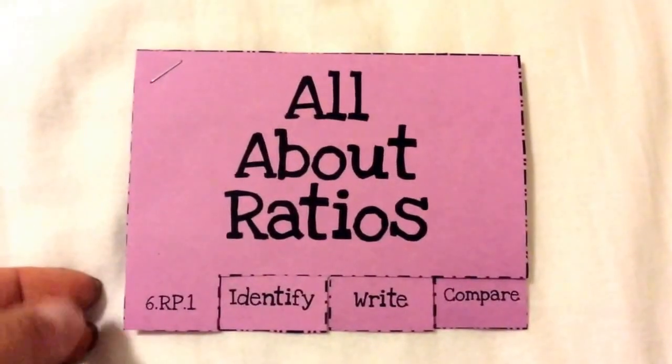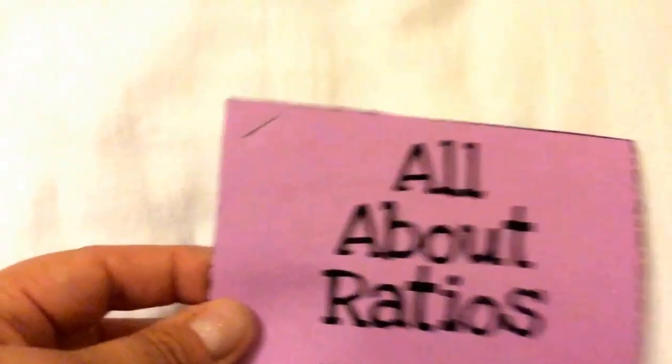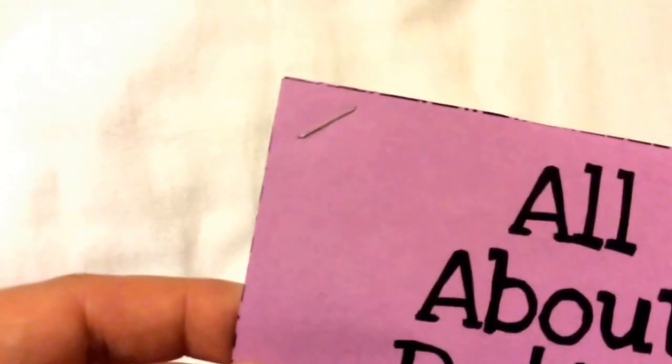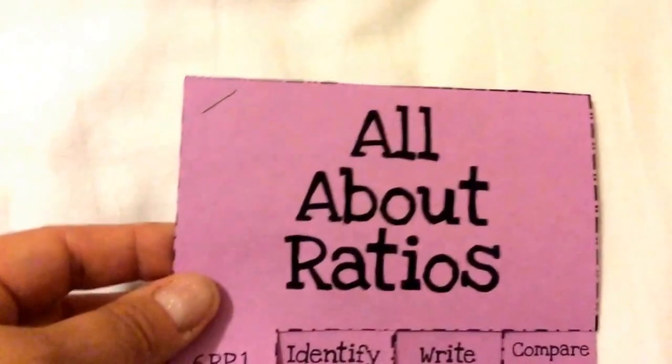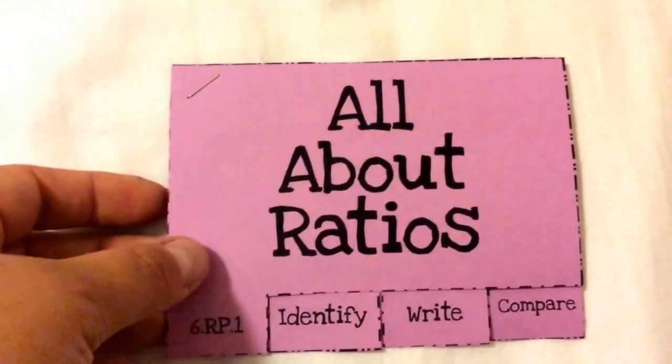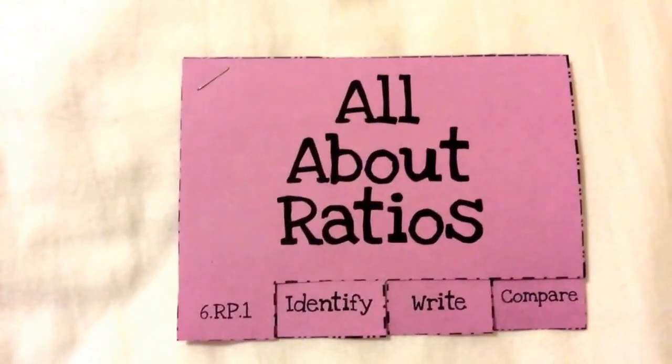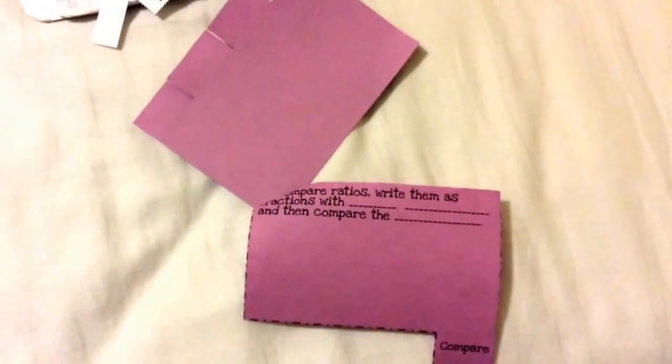Once you have all the pages in order, you will put a staple on the left-hand corner of the mini book. If you do not have a stapler, you can wait until class tomorrow to staple it and we will complete it then.